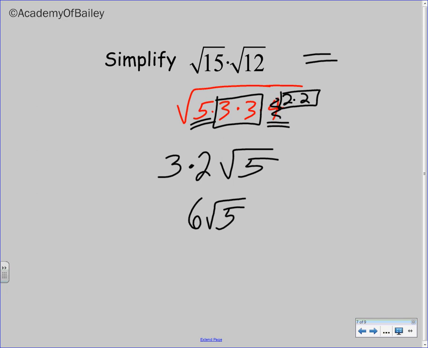You could have also done 15 times 12 is going to be 150 and 30. So the square root of 180. And then you would have reduced. Or not reduced, simplified. You would have simplified.